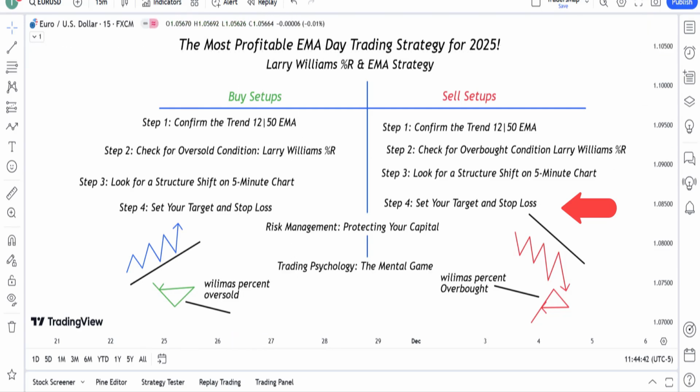And of course, keep your position size under control. Always risk only 1% of your account per trade. This keeps you in the game even if a few trades don't go your way.